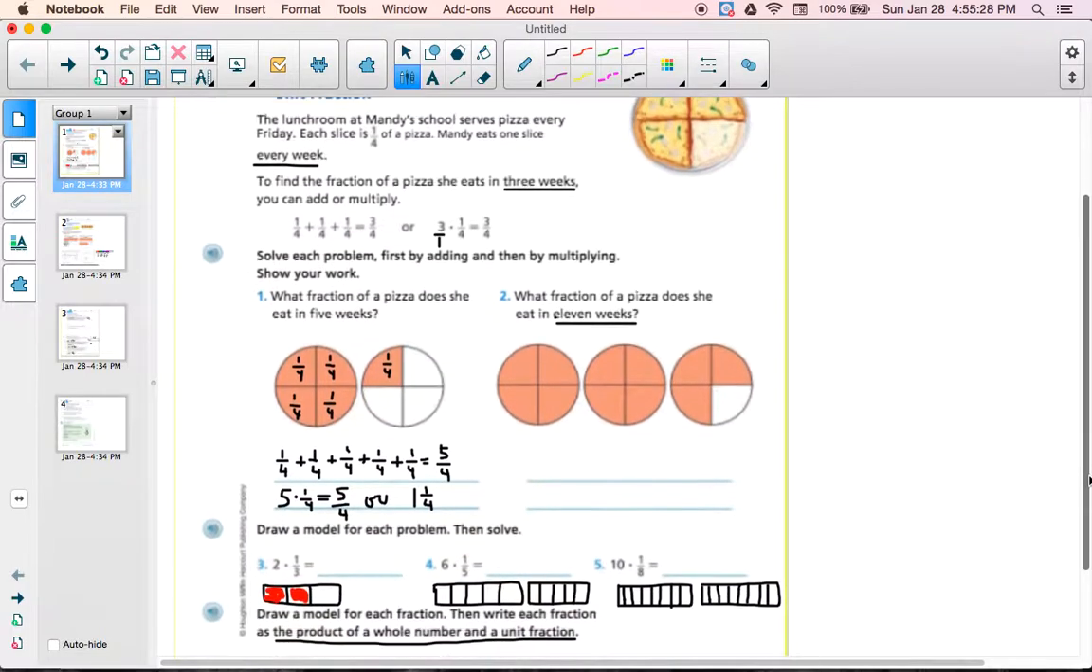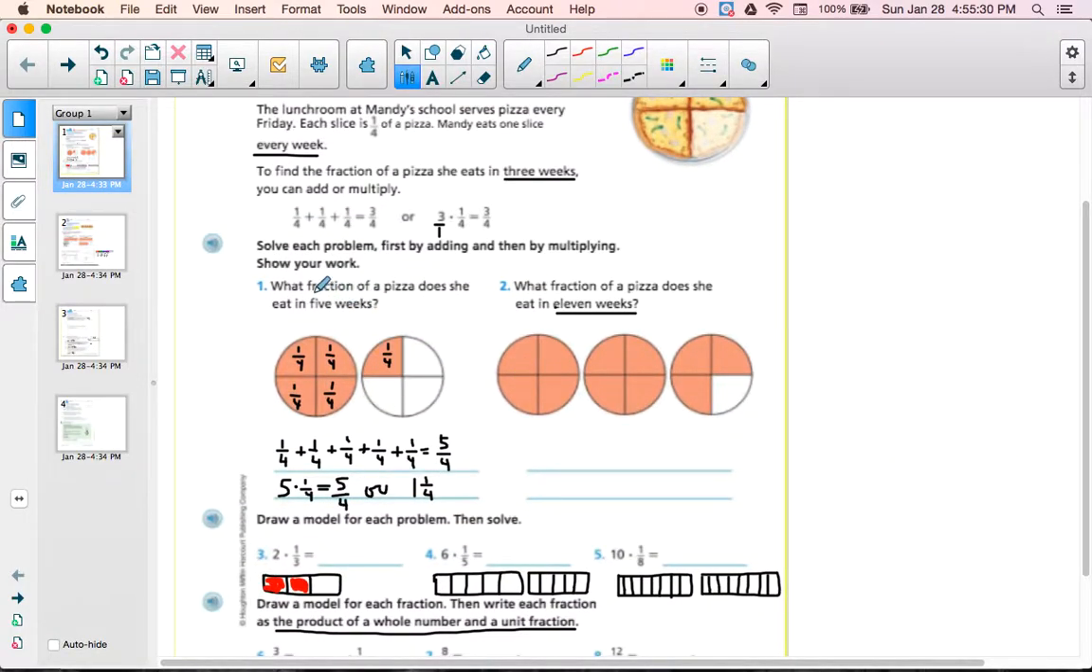Now let's take a look at the same problem. We're going to just add on to it. What fraction of a pizza does she eat in 5 weeks? And here's a model. So each week she eats 1/4 of the pizza. So 1/4 plus 1/4 plus 1/4 plus 1/4 plus 1/4. In 5 weeks, she eats 5/4 of the pizza. Or you could write it 5 times 1/4.